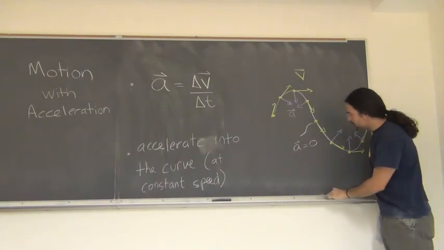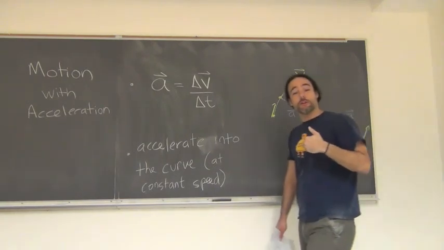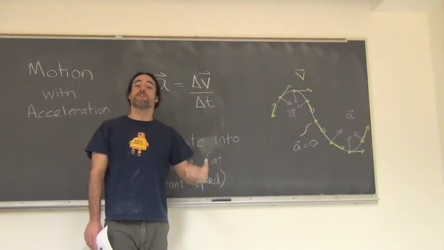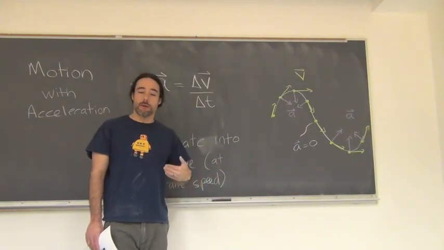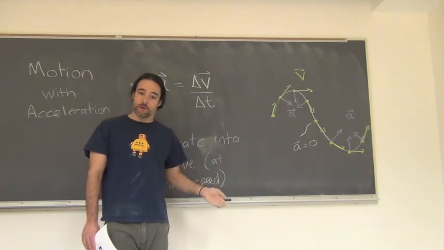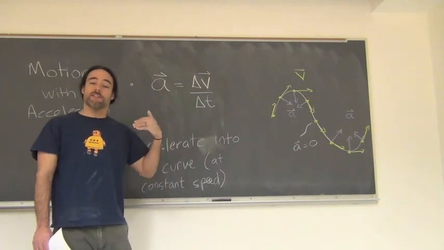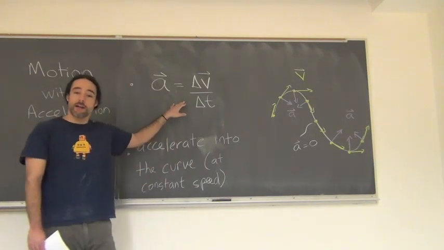Now, the fact that you get acceleration when you have curvature leads us to believe that acceleration is somehow related to curvature. If you're curving a lot more, it means you're changing the direction of your velocity even faster, which means you have to have a higher acceleration.